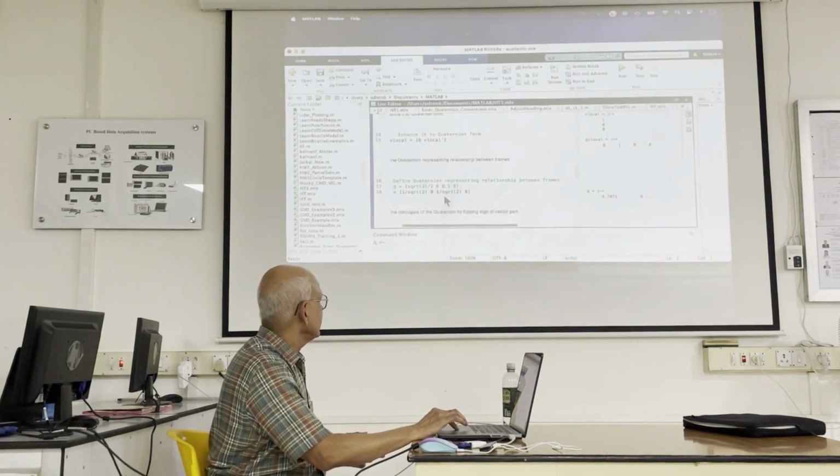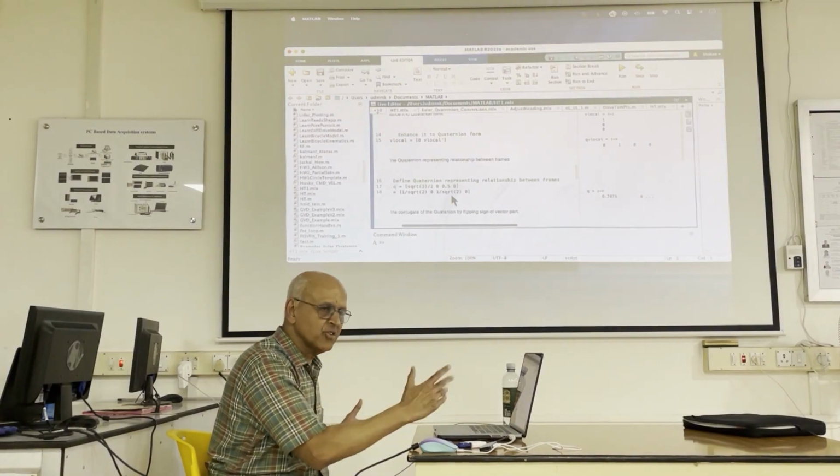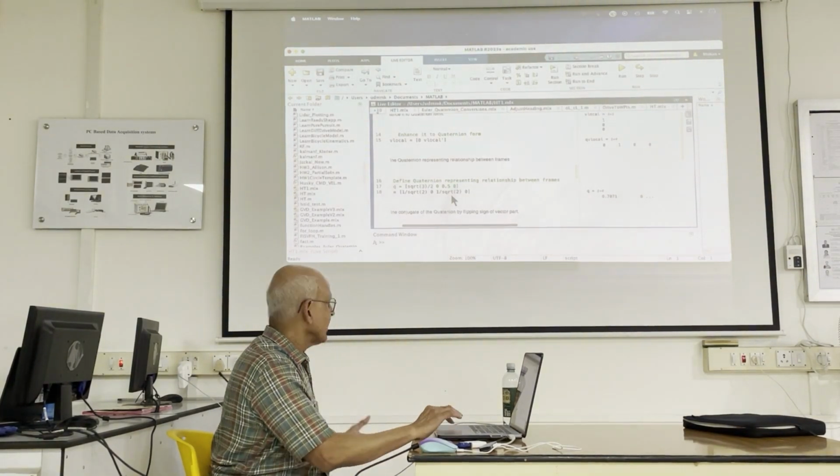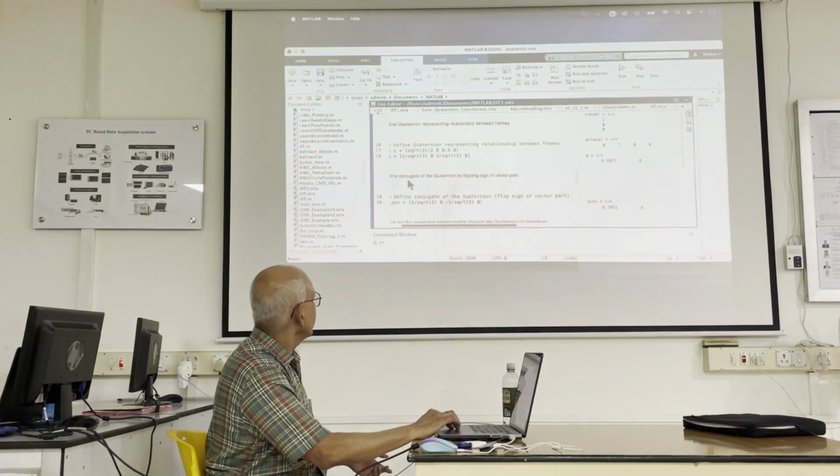That doesn't change the fact that this is still the y-axis. I could have put any number here. I could have put 10,000. It would still be the y-axis, right? But I tried to make it a unit quaternion. That's all. Now, the conjugate of the quaternion.